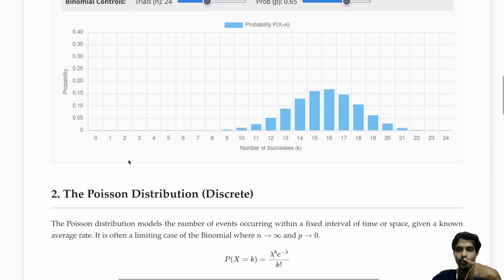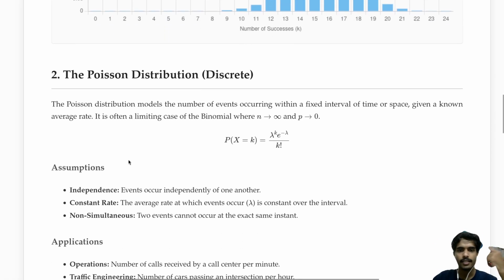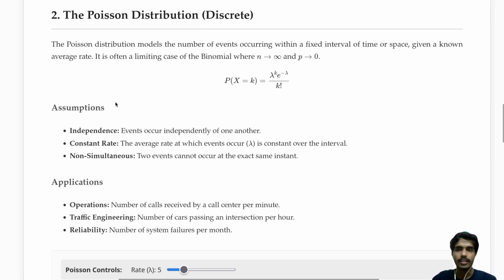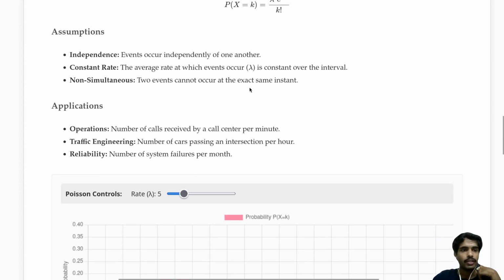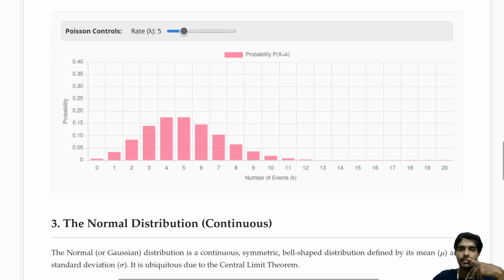Next is the Poisson distribution. Think of this as a call center distribution. While binomial counts successes in fixed trials, Poisson counts events occurring over a fixed time or space. The main assumption here is a constant average rate called lambda. Here is the formula: lambda to the k, e to the minus lambda, over k factorial.